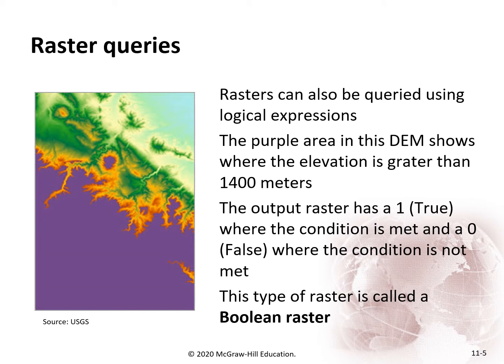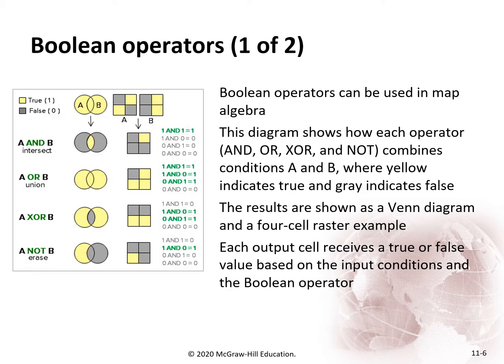You can also use rasters to do queries using logical expressions. Most common one is looking at an elevation and you want to select elevations in a certain range, and you simply just query it, and there you go. We can use a lot of Boolean operators with raster data as well. Ands and ors and nots and what have you.